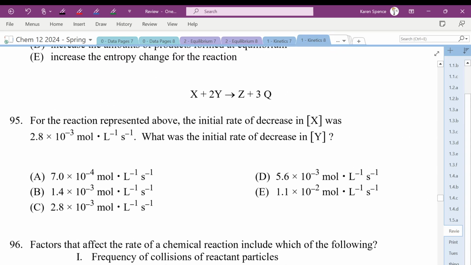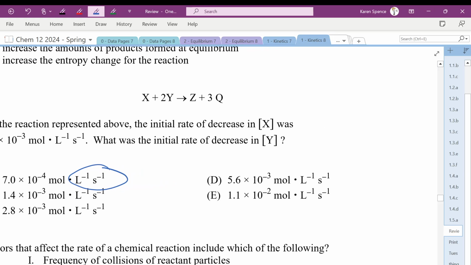Okay, so we have, if the initial decrease in X was 2.8, now, one of the things that people find confusing about this is what is this liter -1, second -1 business? I just want to mention that while we're here. If you had 3 to the -1, that just means 1 over 3 to the 1, which is just 1 over 3. So if we have liter to the -1, that's going to equal 1 over liters. And if we have seconds to the -1, that's going to equal 1 over seconds.